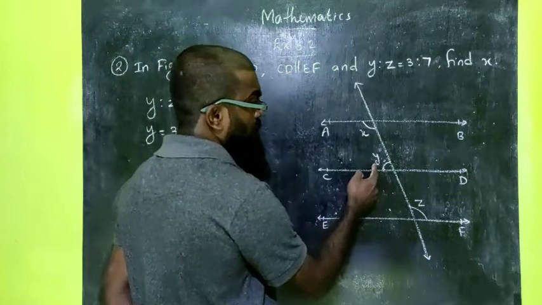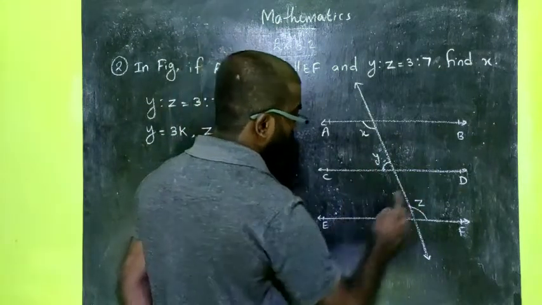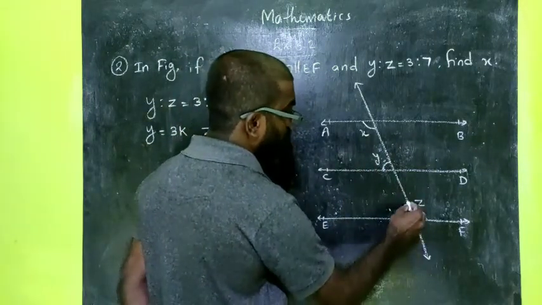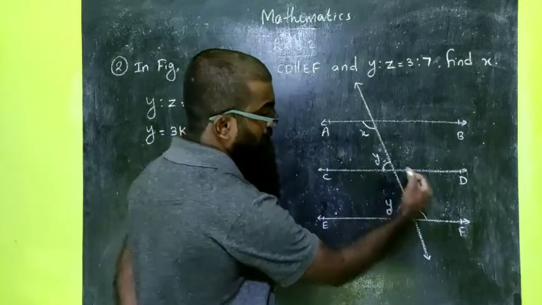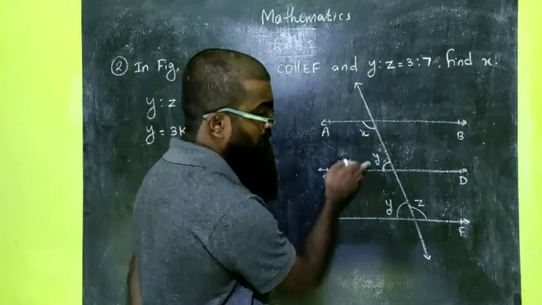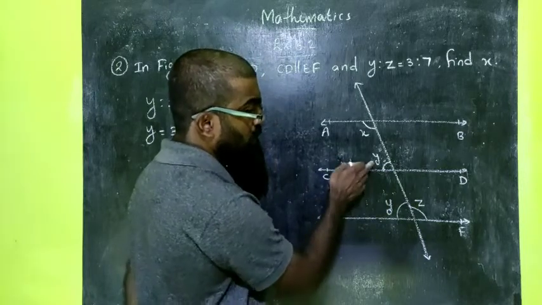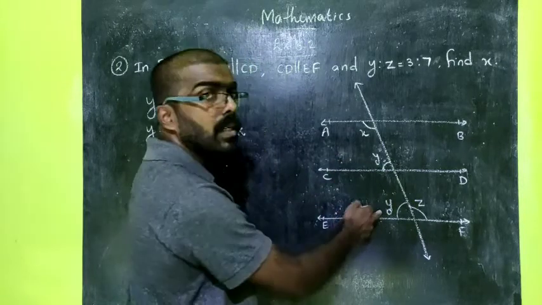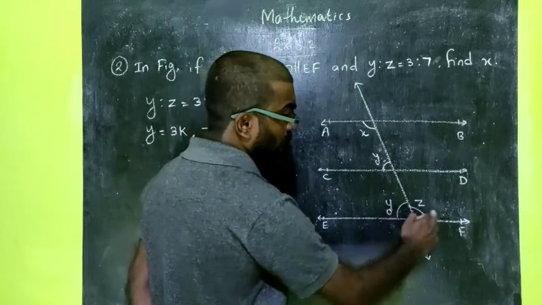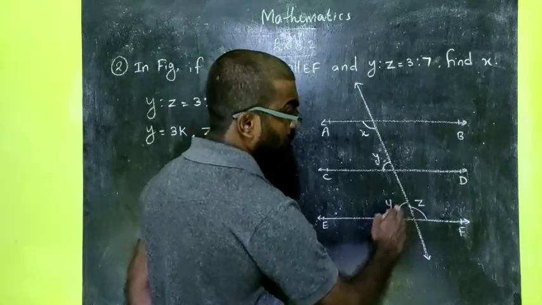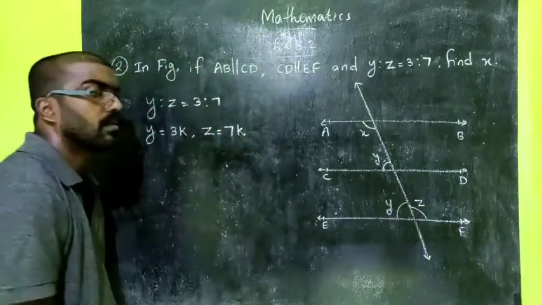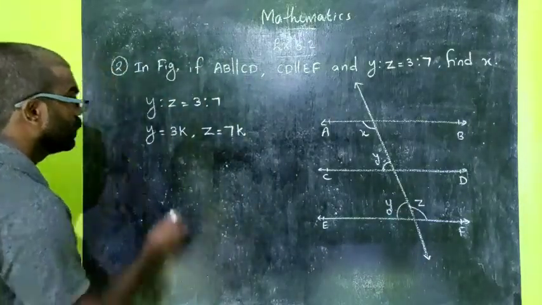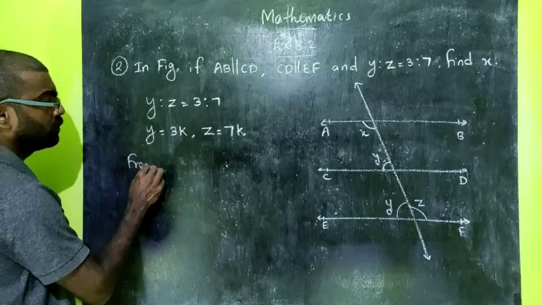Here the value is y. Since CD is parallel to EF, here also the value is y. Corresponding angles on the left of the transversal and the top of these lines. So these two are corresponding angles, and here we can mark y. And what about y and z now? Y and z are a linear pair of angles. So y plus z gives what? 180 degrees.